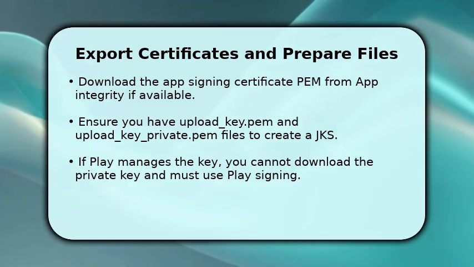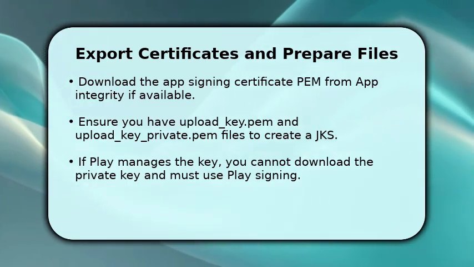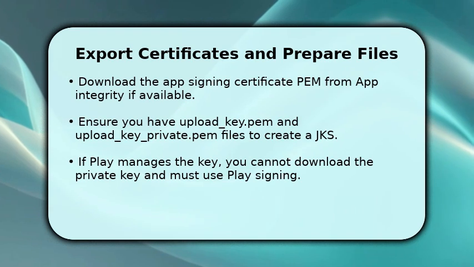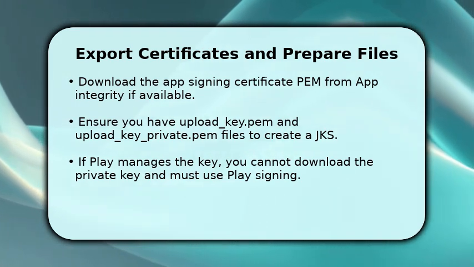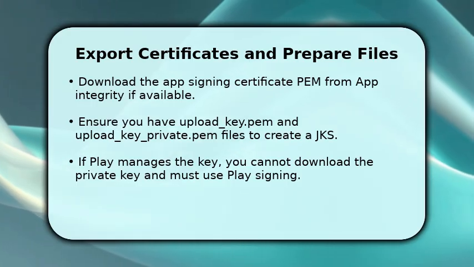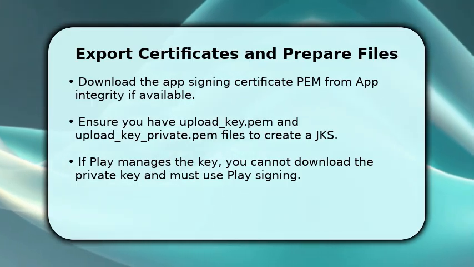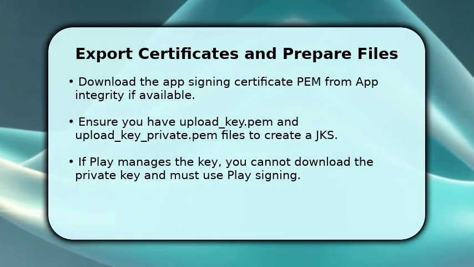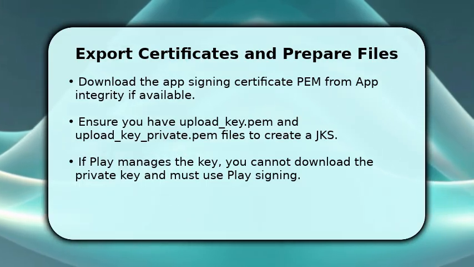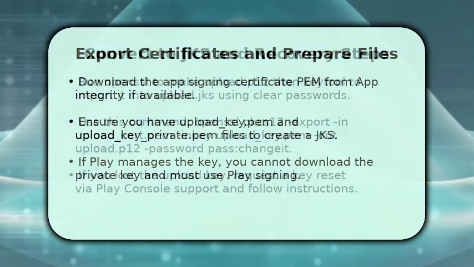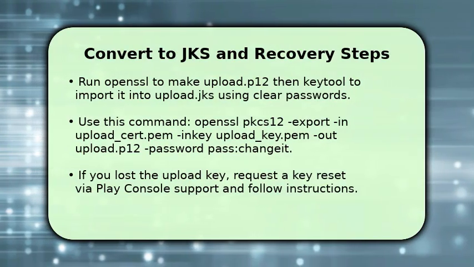If you hold both the certificate and private key, proceed to convert them into a PKCS12 file for import into a JKS Keystore. Create a PKCS12 file with OpenSSL using your certificate and private key on the command line. Use openssl pkcs12 -export -in upload_cert.pem -inkey upload_key.pem -out upload.p12 with a password, and change it.